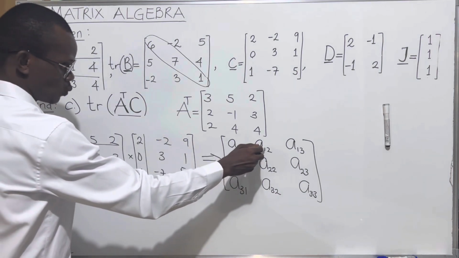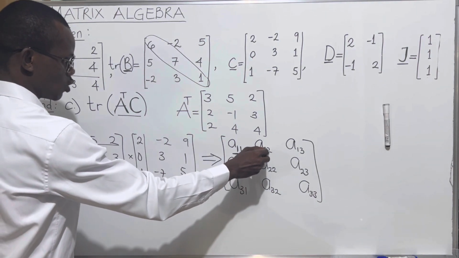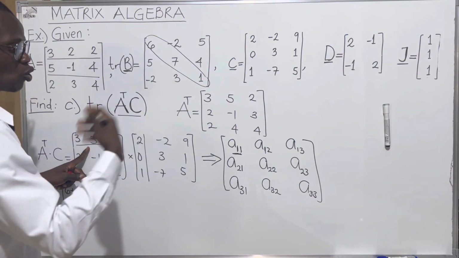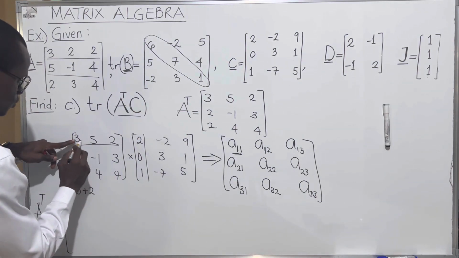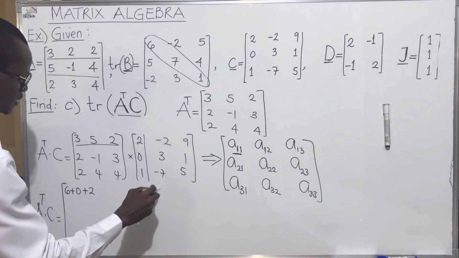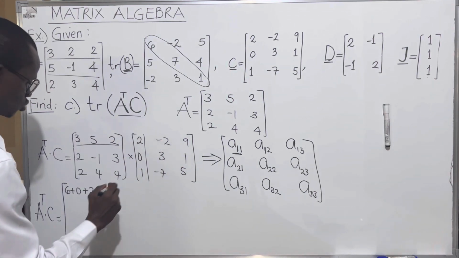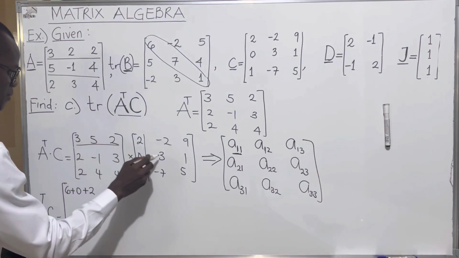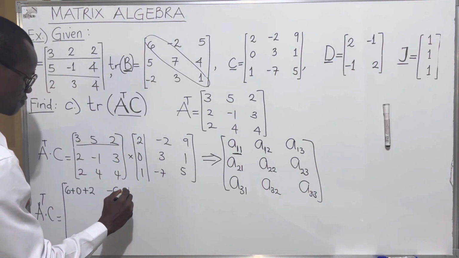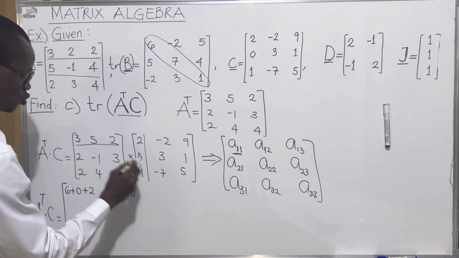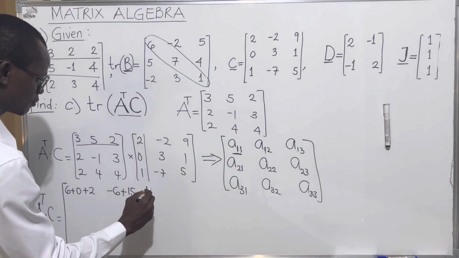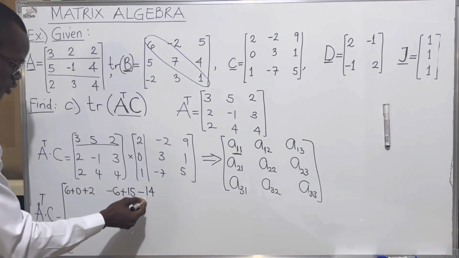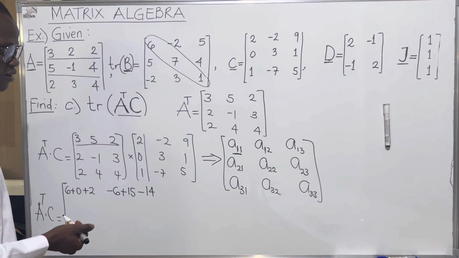We're still on the same rule, row 1 times column 2. So row 1 is 3, 5, 2, and then column 2 is minus 2, 3, and 7. So 3 times minus 2 is minus 6. 5 times 3 is plus 15. 2 times 7 is minus 14. That's the second element. So the sum of this represents the second element.